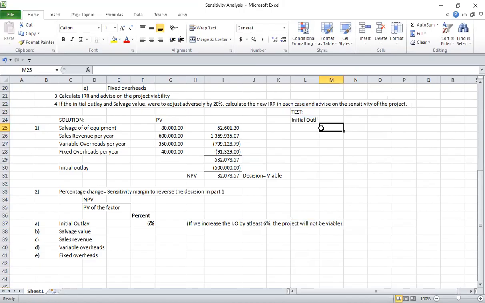Now, what did we say about what happens to the rest of the factors when you change one? If I, for example, change the initial outlay, what did we say should happen to the rest of the factors?